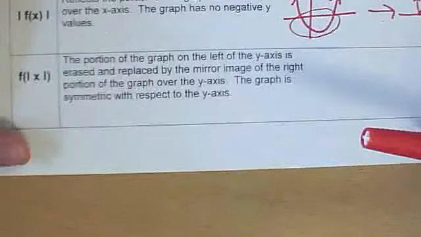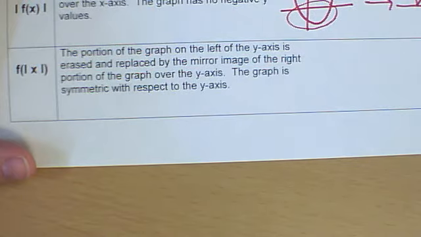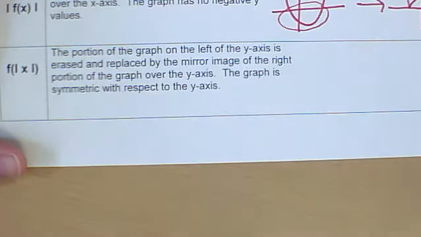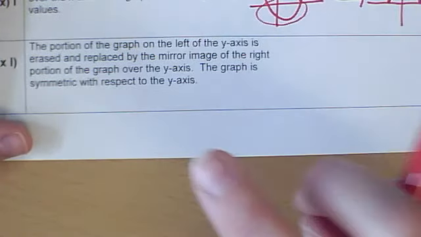Okay, and then the last one, I'm taking the absolute value of just the stuff on the inside of the function. The portion of the graph that's on the left of the y-axis is going to be erased, and we're going to replace it with the mirror image of the right side.